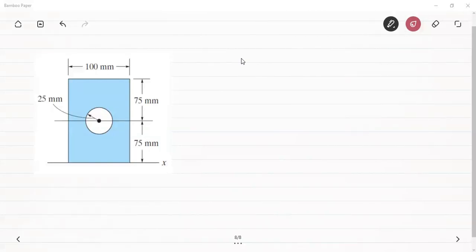Now let's see one more question on the composite moment of inertia. Okay, so in this question we have to find the moment of inertia about this x-axis, moment of inertia about x-axis, and that too of the shaded figure only.